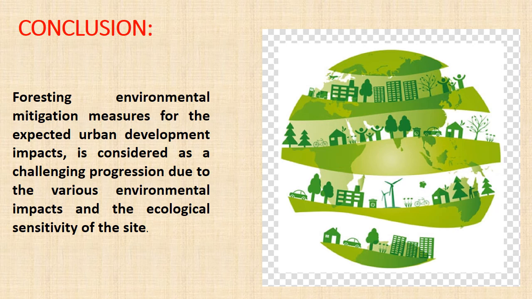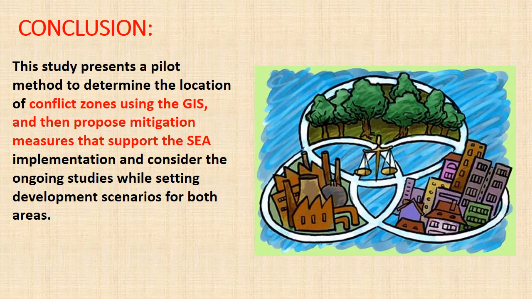Setting environmental mitigation measures for the expected urban development impacts is considered a challenging progression due to the various environmental impacts and the ecological sensitivity of the site. Finally, I can say that this study presents a pilot method to determine the location of a conflict zone using the GIS and then propose mitigation measures that support the strategic environmental assessment implementation and consider the ongoing studies while setting development scenarios for both areas of interest.